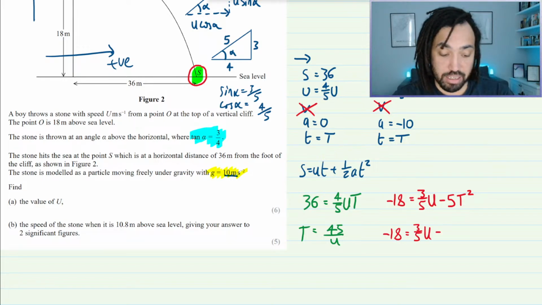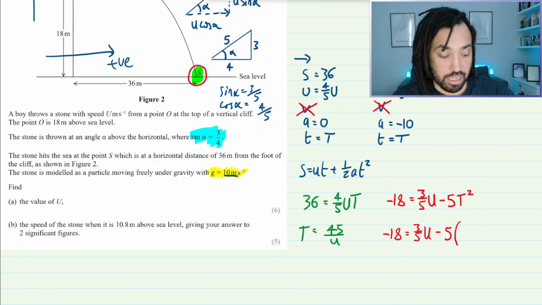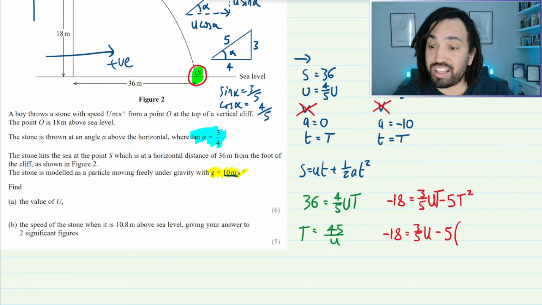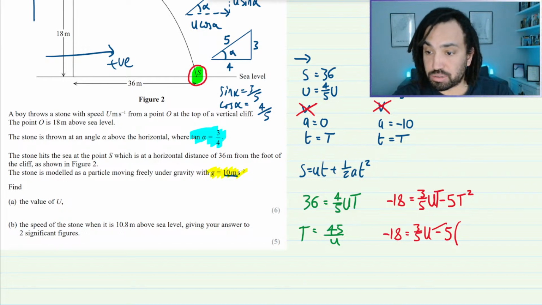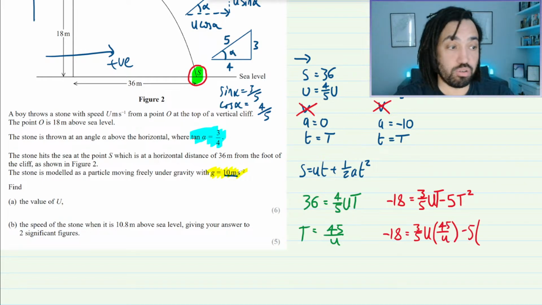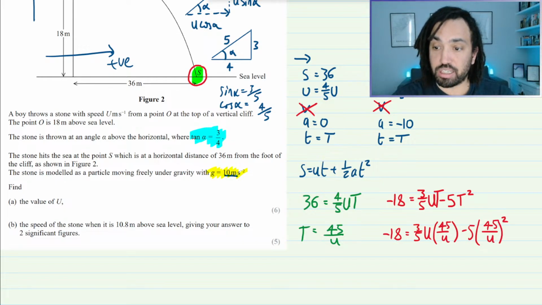So this gives me 5, and we get, whoops, this should be a T there, shouldn't there? Because it's a half, it's UT plus a half AT squared. Okay, so 45 over U goes in there, and then minus 5 lots of 45 over U squared, like that.